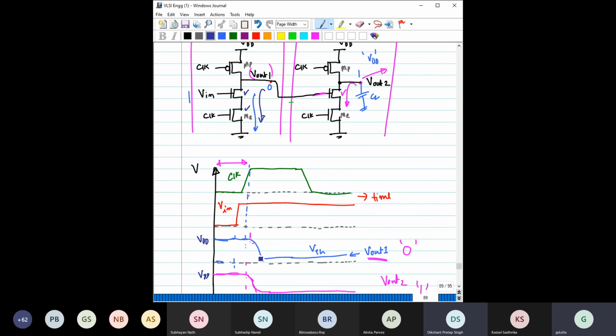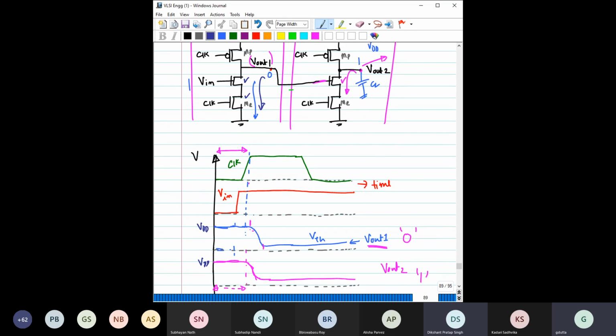Up to what point can it discharge? We have already discussed that for dynamic logic, it can discharge up to the switching threshold. Switching threshold is basically the threshold voltage of the transistor. So it can discharge up to this part.